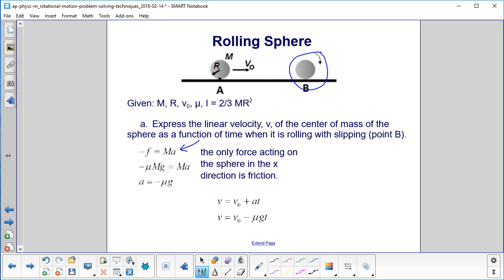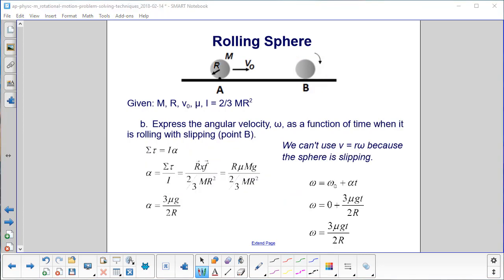The friction force is mu normal, and in this case the normal is just mg, as the object is not moving in the up and down direction. So we have our acceleration, and of course it's negative because it opposes motion. We then use this first kinematics equation. We substitute in our value for a, and here's our answer.